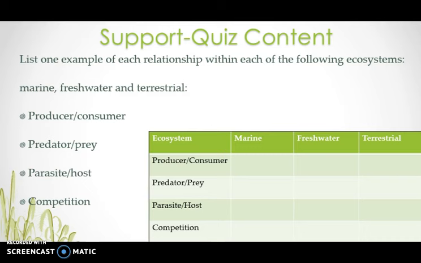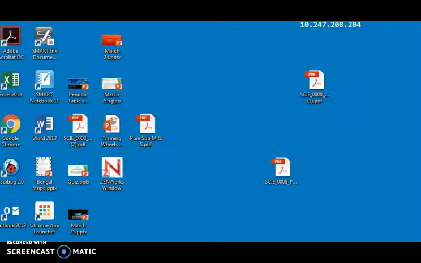Your support for this particular objective is you need to create a chart and you need to list some examples with relationships of the producer-consumer, predator-prey, parasite-host, and competition. Don't forget to do this section because there will be a question or two on the quiz pertaining to your support.